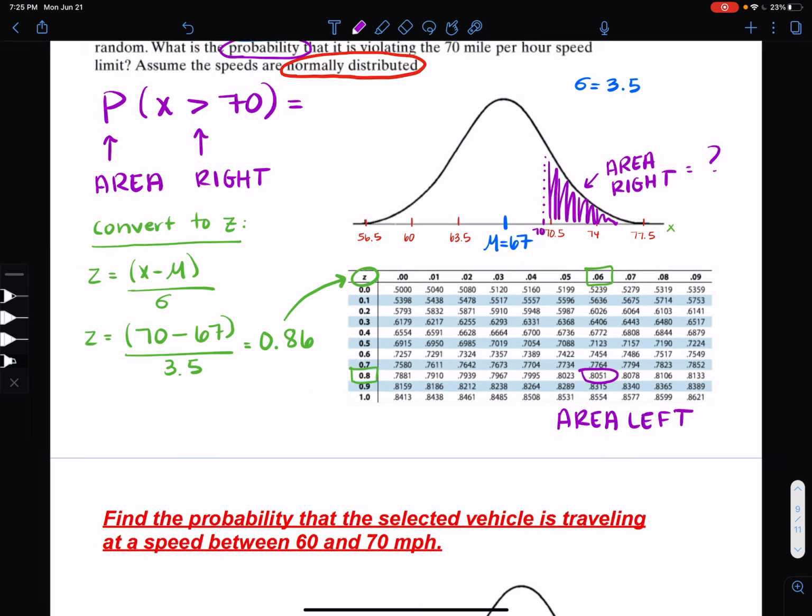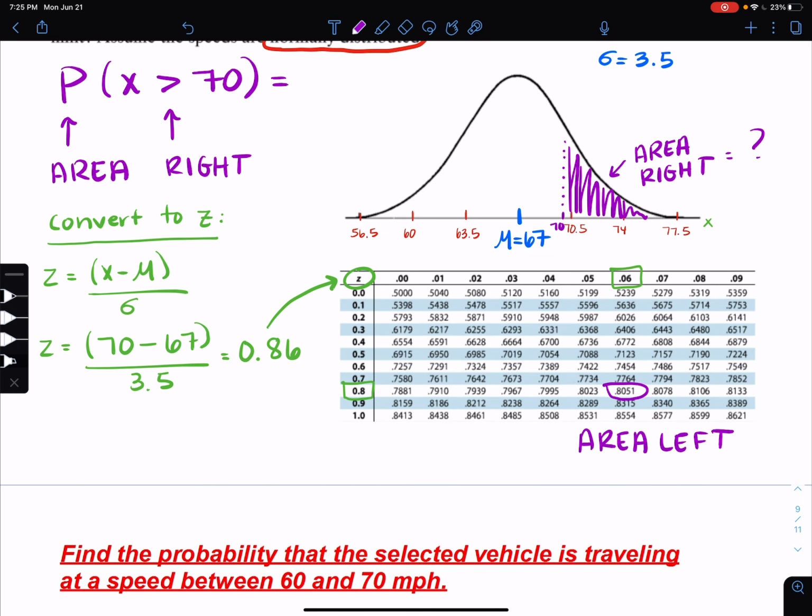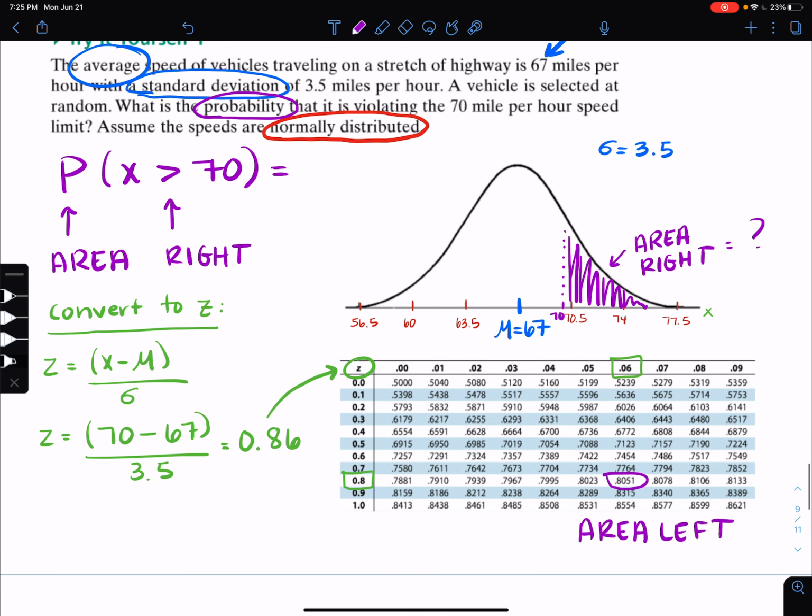So I look back up here where I wrote down what I was trying to find, and I say, okay, I didn't want area left here. I wanted area to the right. So I've got one more step here, which is to take the area that I just found in my table and subtract it from 1, because what I want here is the area to the right. And that will tell me the probability that a vehicle is traveling more than 70 miles per hour. The area to the right is 0.1949.